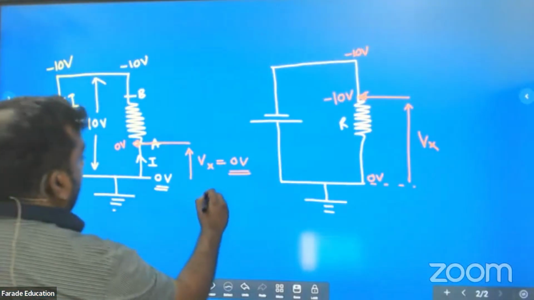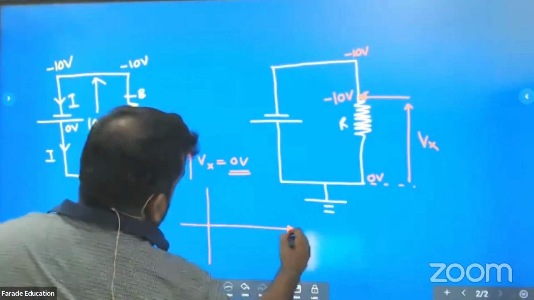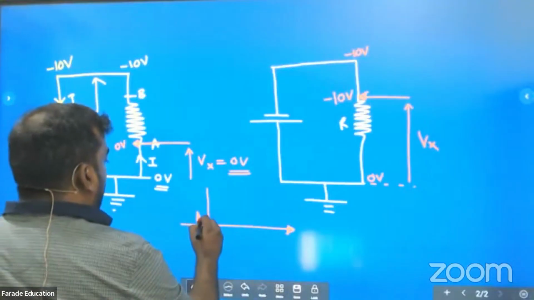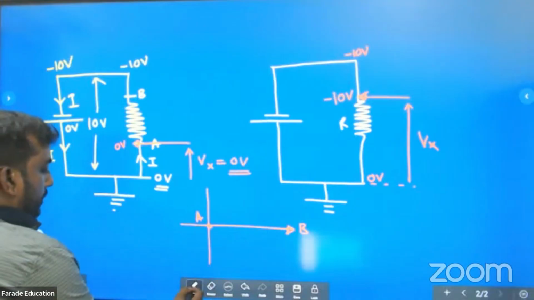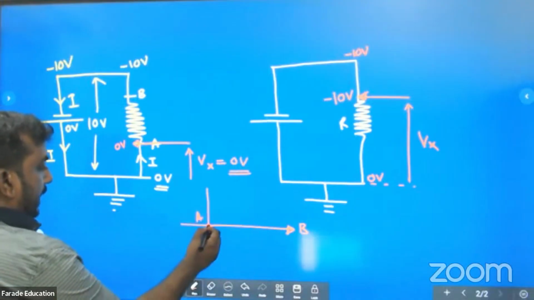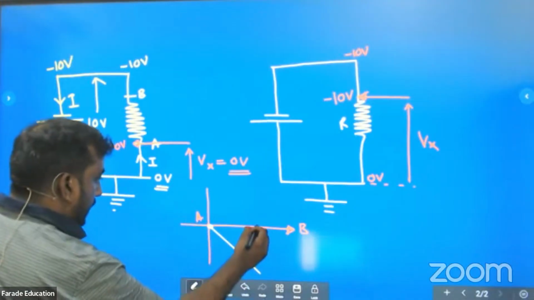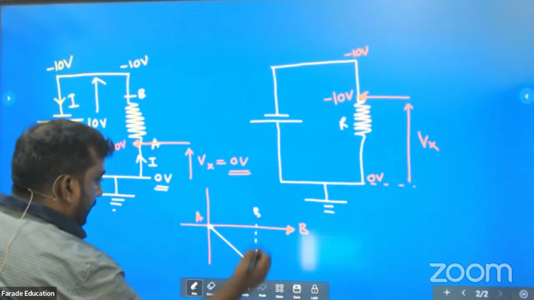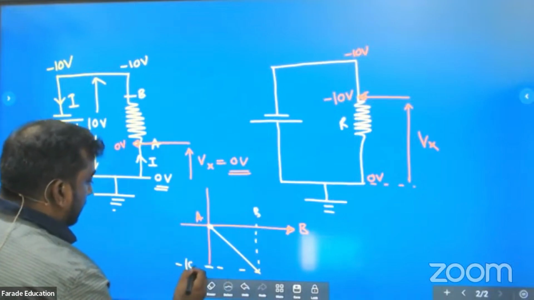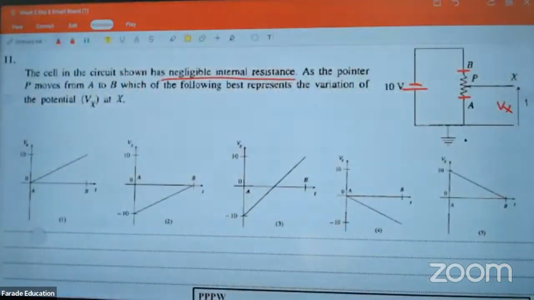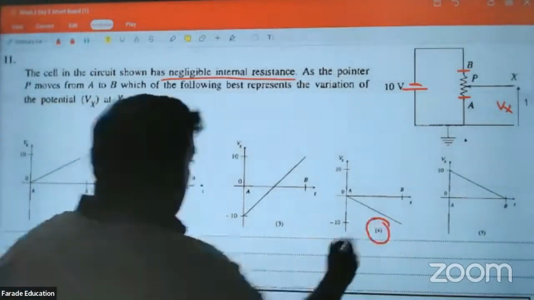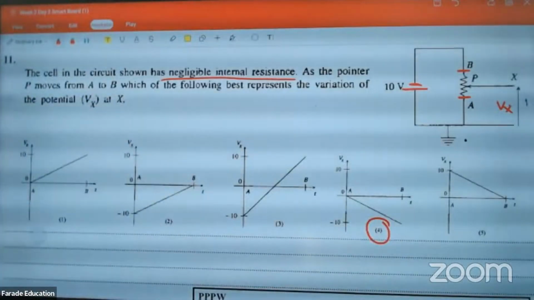Now if you plot the variation, you are moving from A to B. If it's at A, 0. At B, it's going to be minus 10. Check and see whether this variation is there. Well, this variation is there. 11th one, answer number 4.